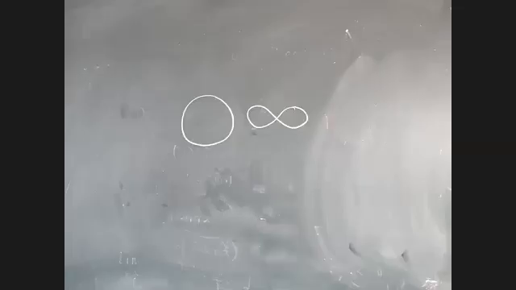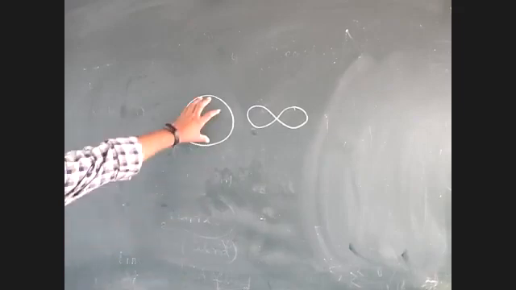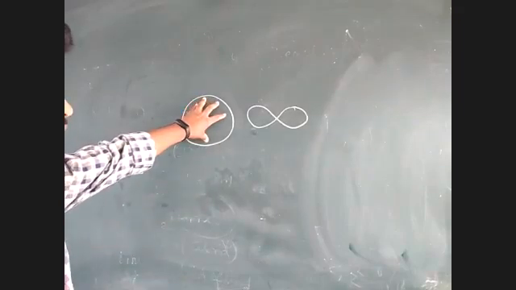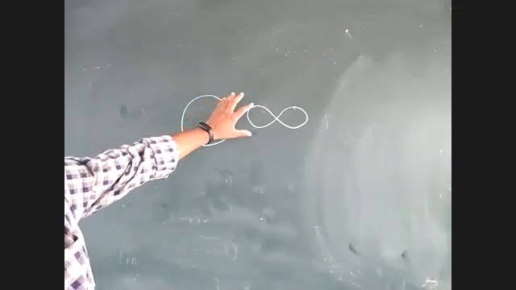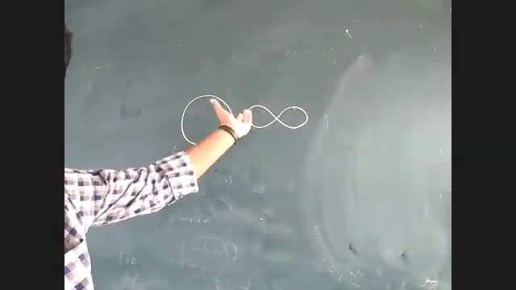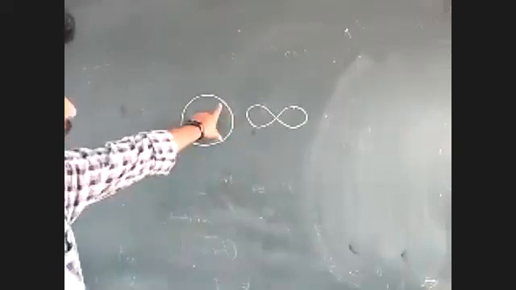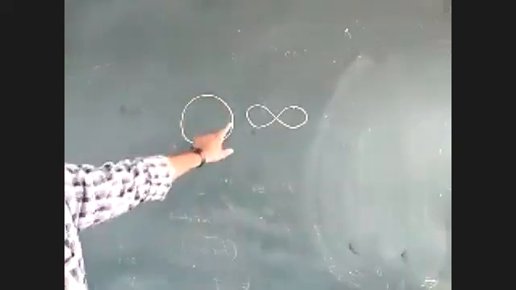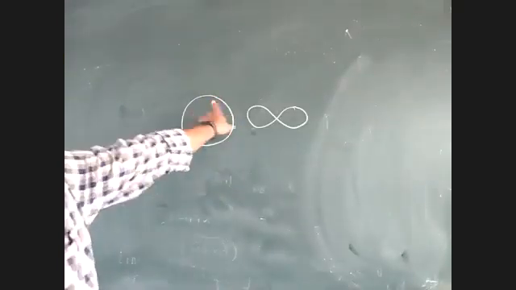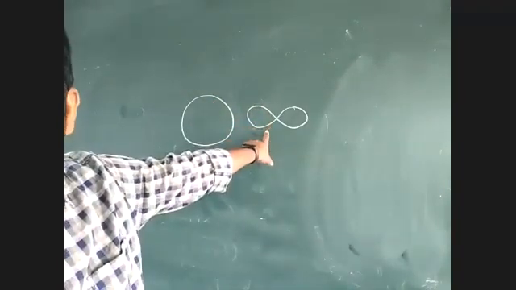Only closed figure. From these two figures, one figure is the closed figure, another figure is the simple closed figure. Then tell me which one is closed and which one is simple closed. The circle is a simple closed figure. So the second figure is the only closed figure.